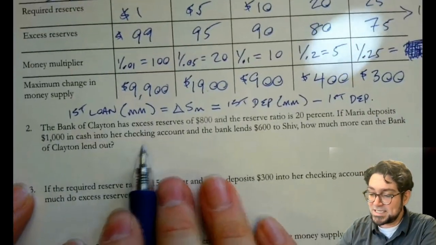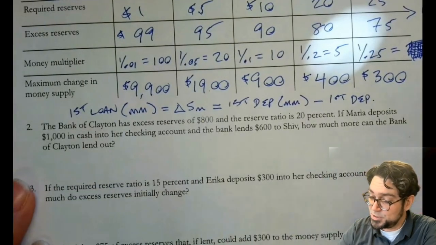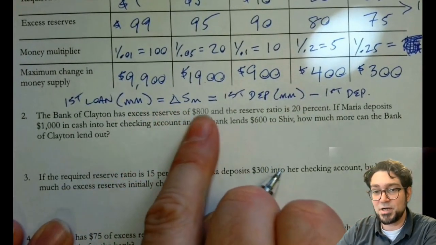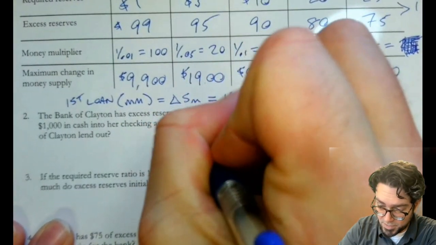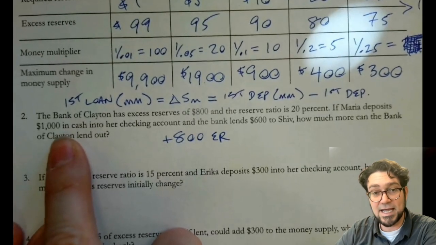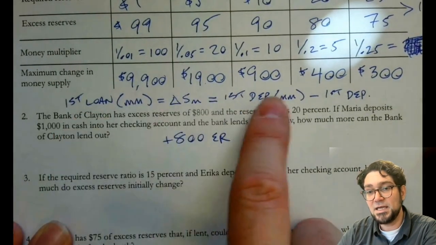Number 2, the Bank of Clayton has excess reserves of $800. Reserve ratio is 20%. If Maria deposits, and so on, how much more can the bank lend out? So there's several things going on in this question. At the beginning of the problem, they have 800 in excess reserves. Maria deposits 1,000 in cash, and the bank lends 600. So how much of this 1,000 then can they lend out?